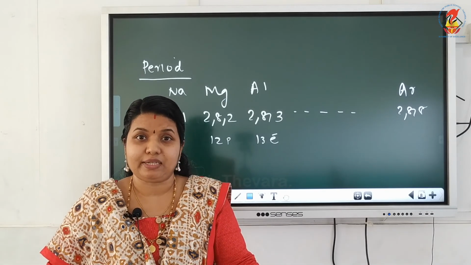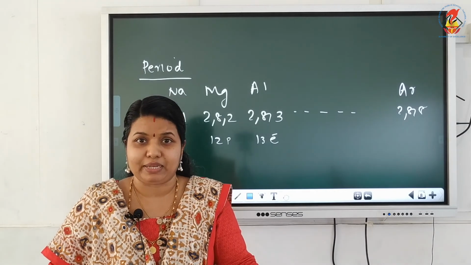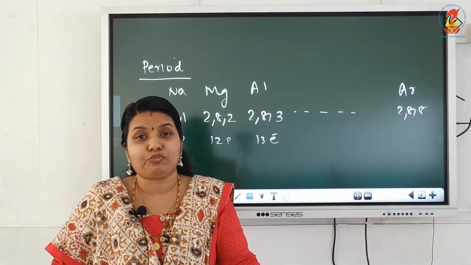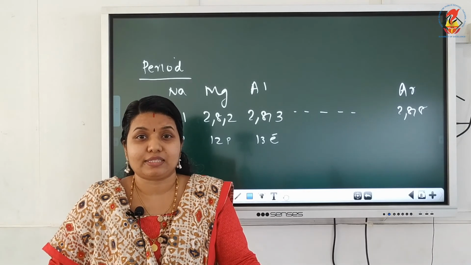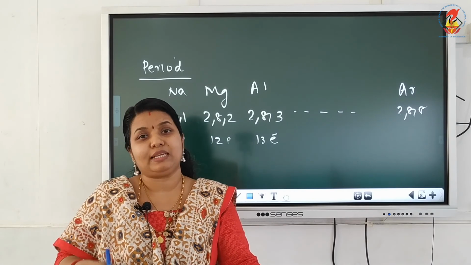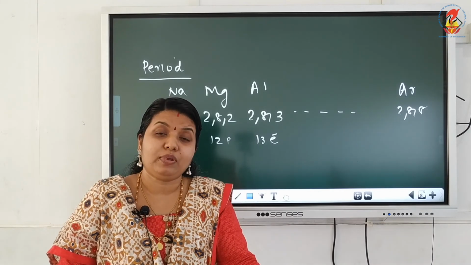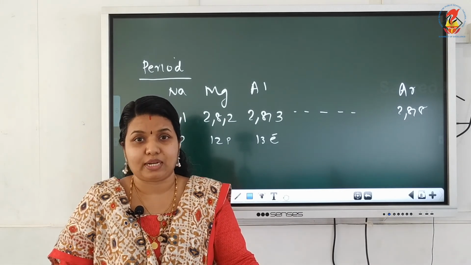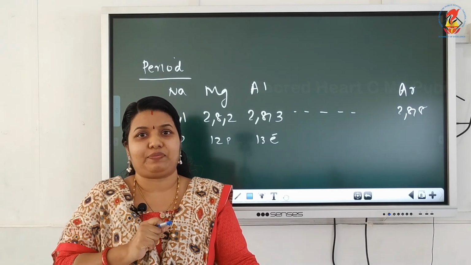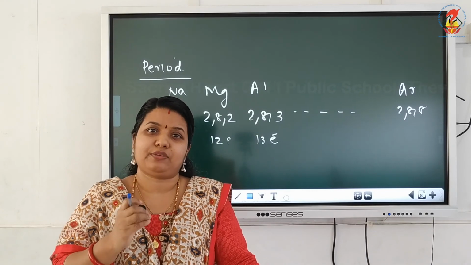But across a period, electrons are added in the same shell. As you move from left to right in a period, electrons are added in the same shell. But as you move from left to right, nuclear charge increases, or the power of the nucleus increases. So this nucleus will have a tendency to pull the outermost electrons more closely towards it. Thereby, by shrinking, the size of the atom decreases. As you move from left to right, the size of the atom decreases.